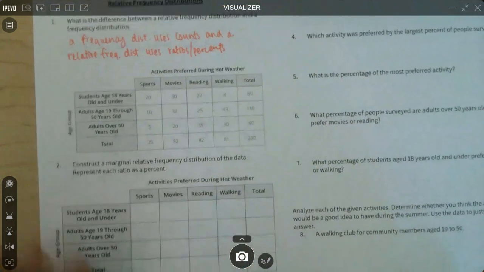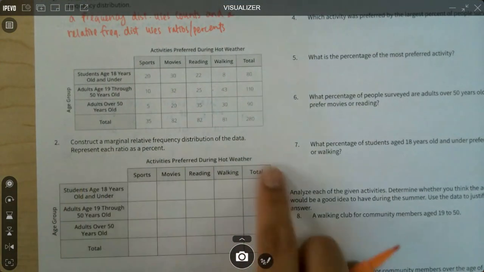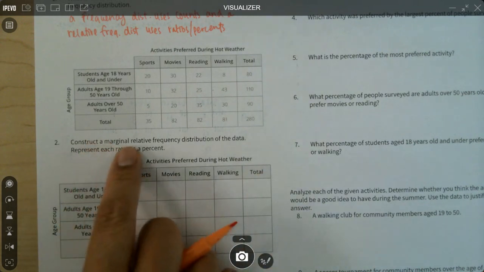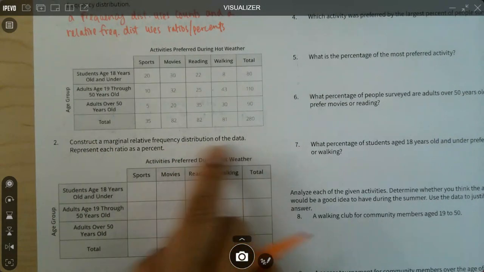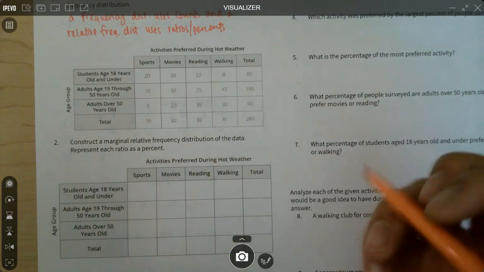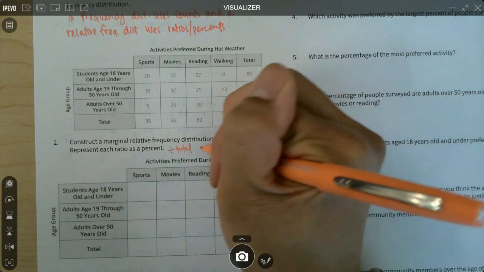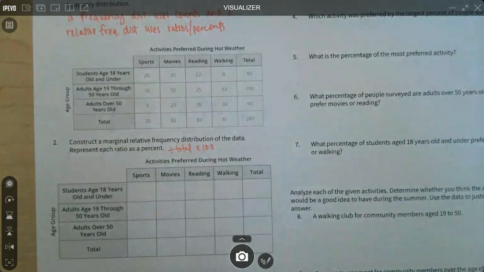It says construct a marginal, and the word marginal just means that there's a total row and a total column. It says construct a marginal relative frequency distribution of the data. Represent each ratio as a percent. So in order to do that, we're just going to divide by the total and then multiply by 100 to convert it to a percent.